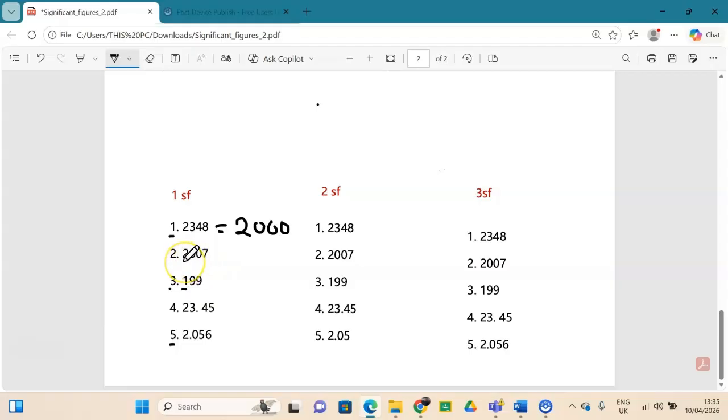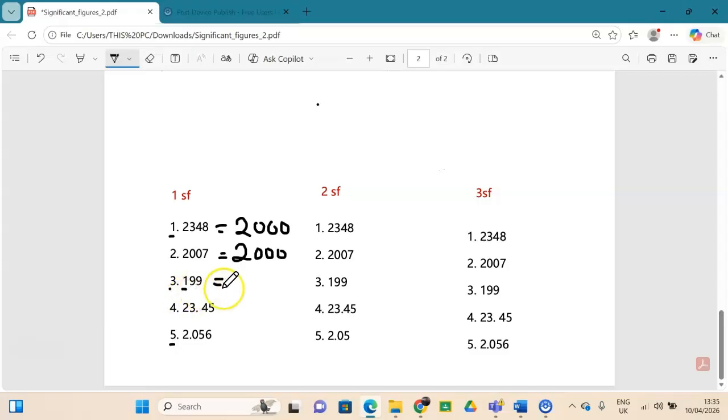Then here we're also going to look at the first digit, which is 2. The next one is not up to 5. So if we round this to 1 SF, we're just going to have 2,000 also. Everything turns to 0.